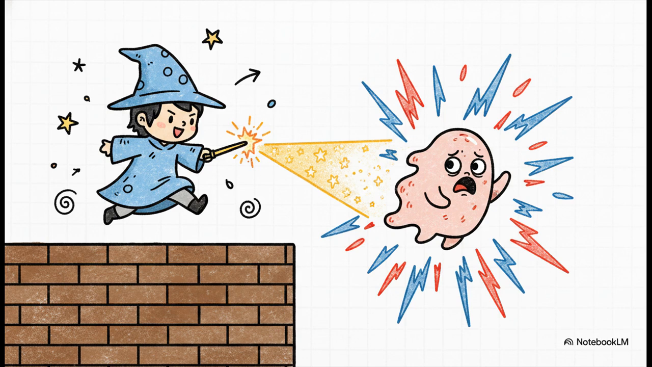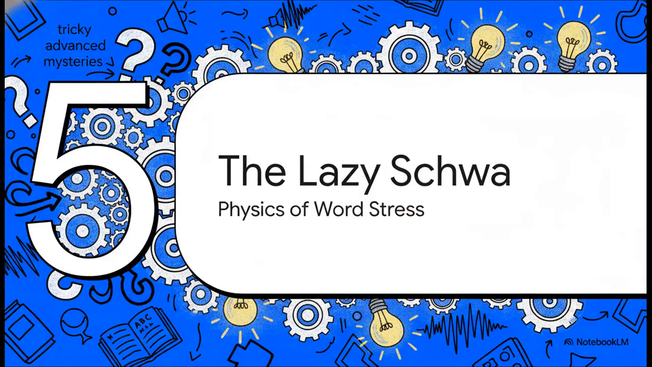Instead, it magically leaps right over the consonant and casts a spell on the vowel, forcing it to shout its long name. So tap instantly transforms into tape. Hop becomes hope. It's such a simple little rule, but it unlocks hundreds of words for early readers. All right, moving on to Section 5, Mastering the Lazy Schwa.